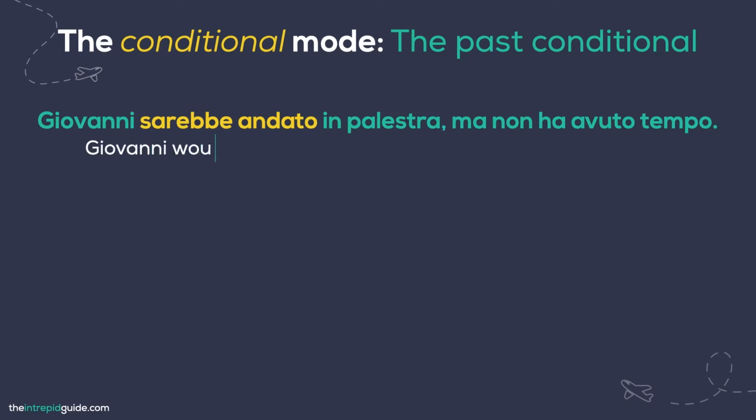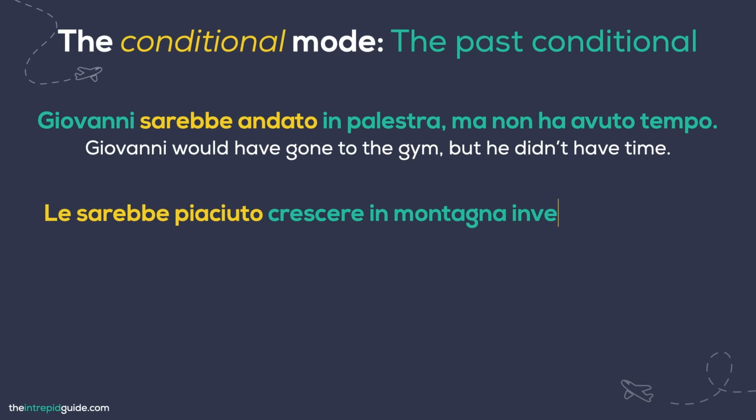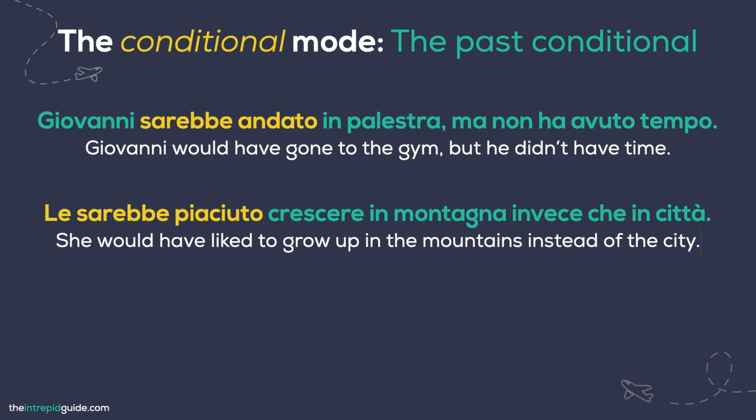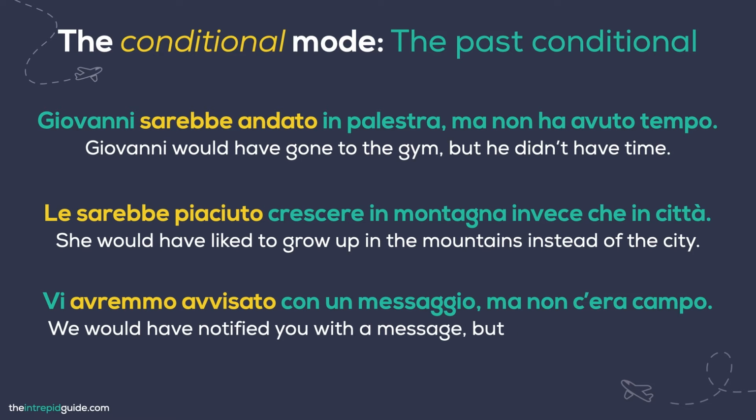Giovanni sarebbe andato in palestra, ma non ha avuto tempo. Giovanni would have gone to the gym, but he didn't have time. Le sarebbe piaciuto crescere in montagna invece che in città. She would have liked to grow up in the mountains instead of the city. Vi avremmo avvisato con un messaggio, ma non c'era campo. We would have notified you with a message, but there was no service.